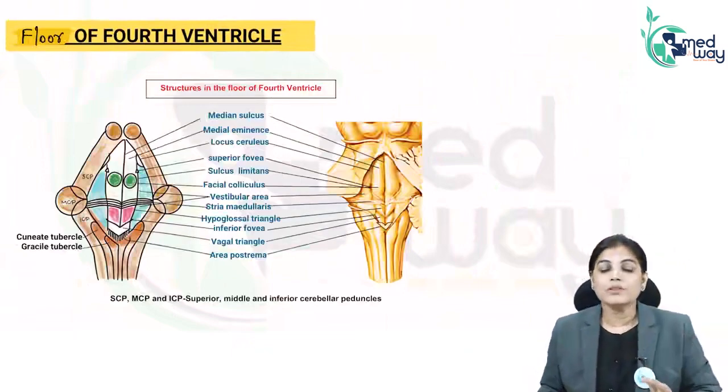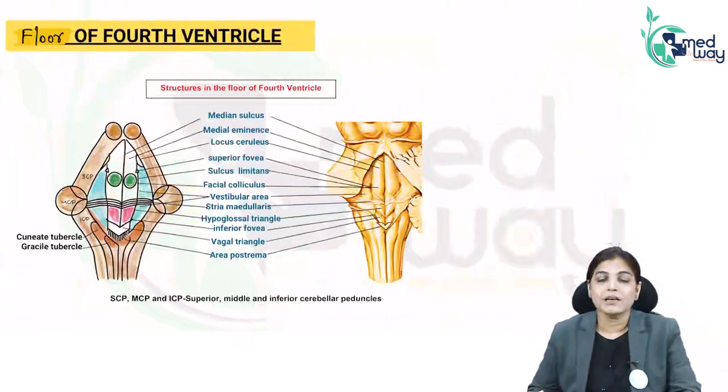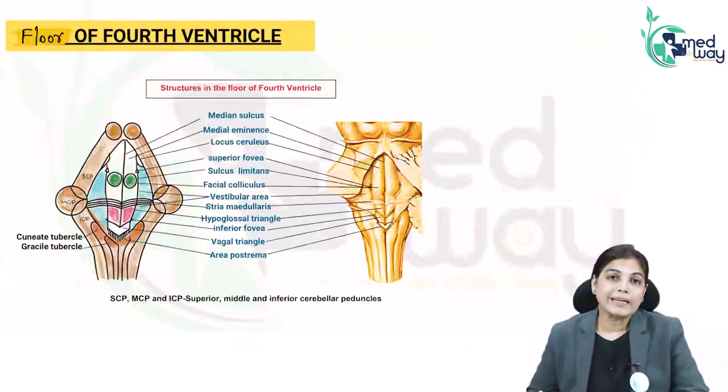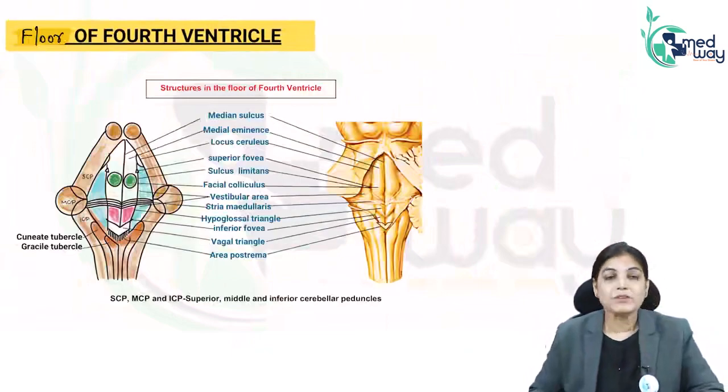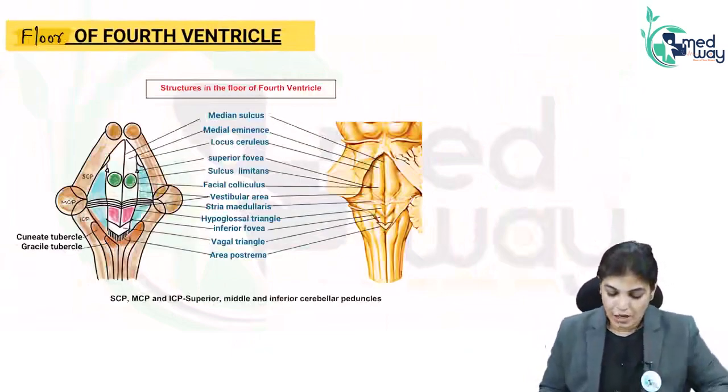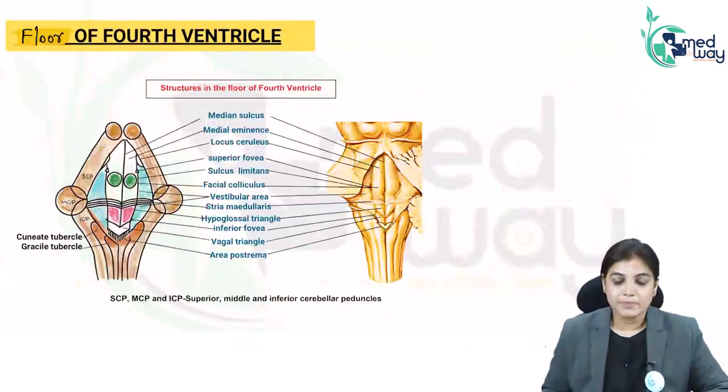Now, floor of fourth ventricle is a very important structure, as so many times if we look at previous year question papers, and we correlate with the MCQs of the NEET PG exam, INICET exams, we can see that floor of fourth ventricle has been asked several times. So, floor of fourth ventricle is formed by the posterior surface of pons and that of the upper part of the medulla. So, upper part of the medulla, that is the posterior aspect of medulla.